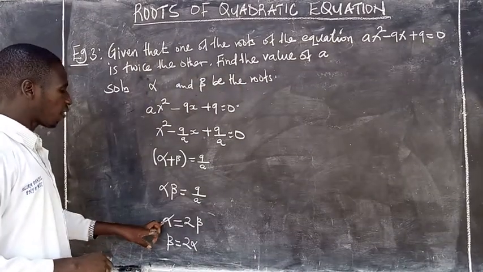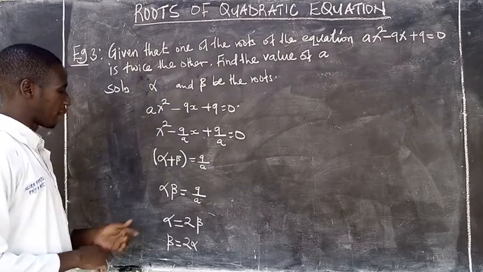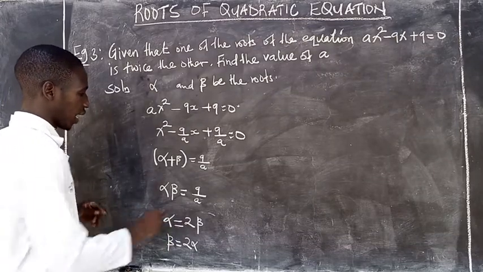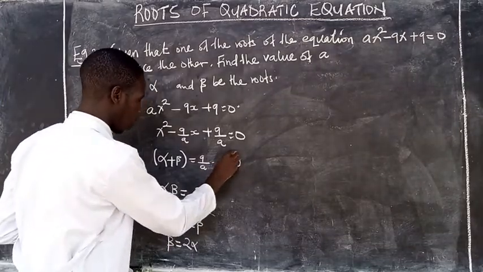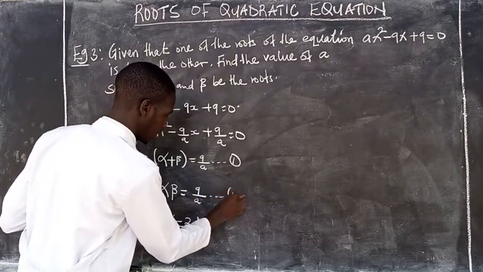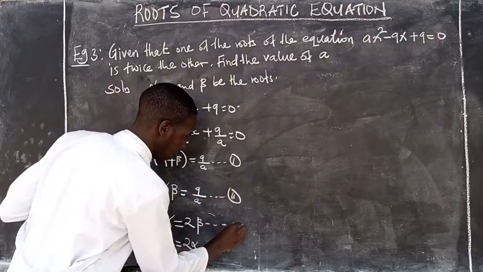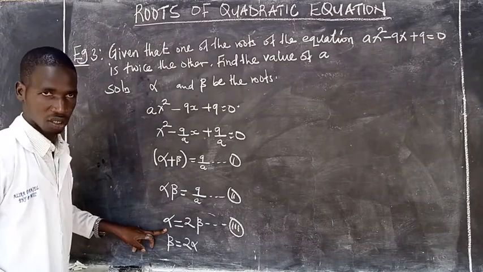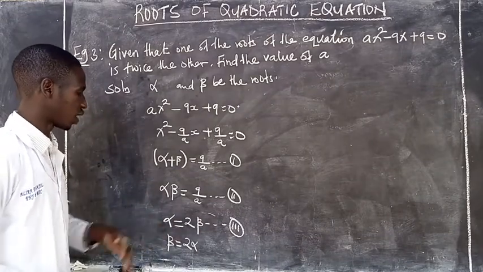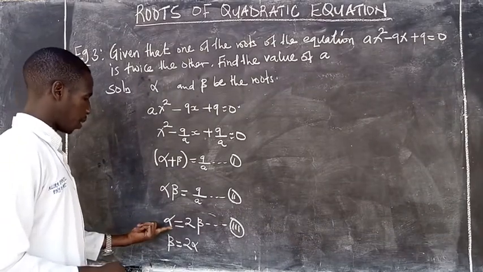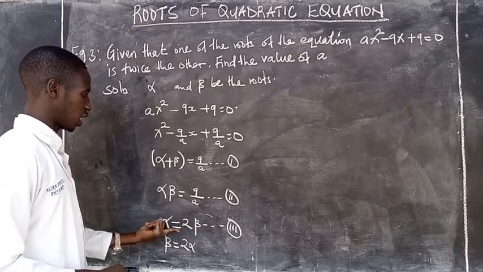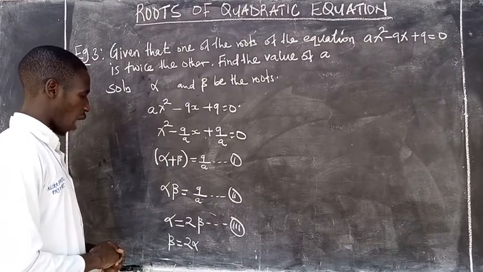So if we say alpha is twice beta, I can label this one to be equation number 1, this one to be equation number 2, and this one to be equation number 3. That is if I've considered this case. Alpha is twice beta. So I'll pick alpha, equation 3, and put it in equation number 1.